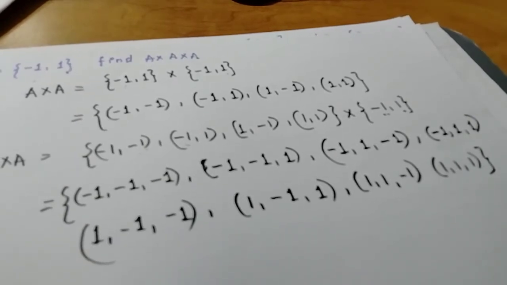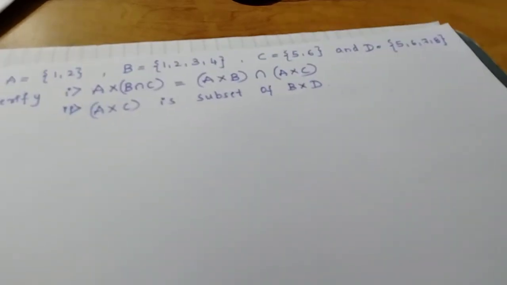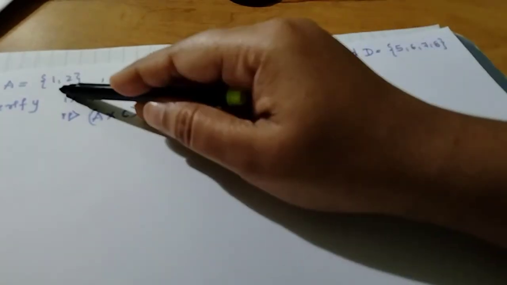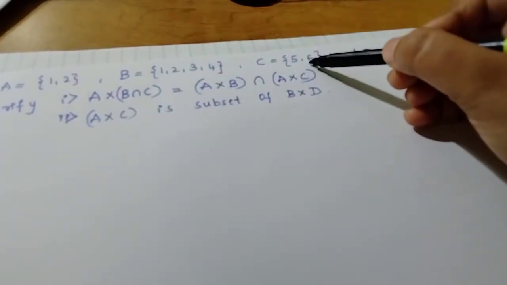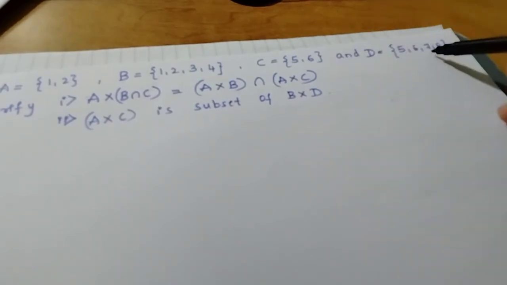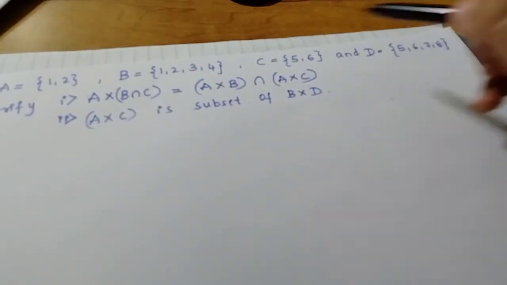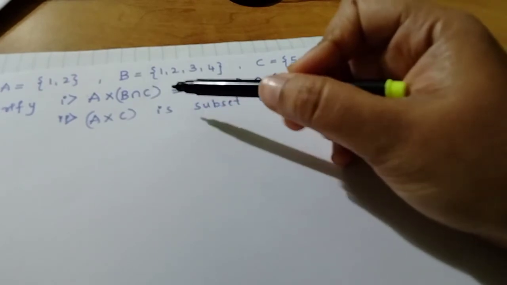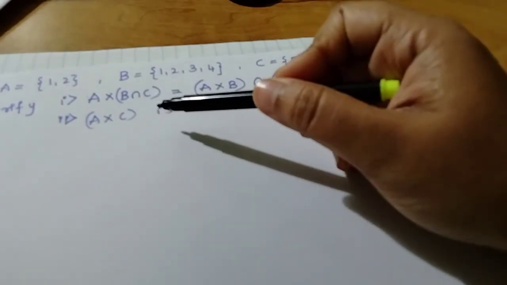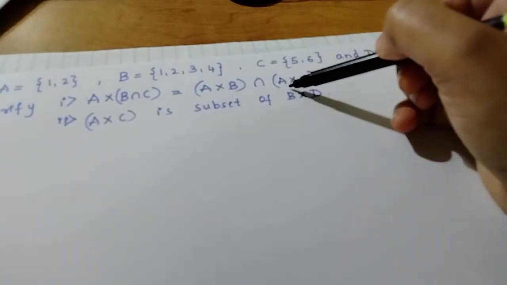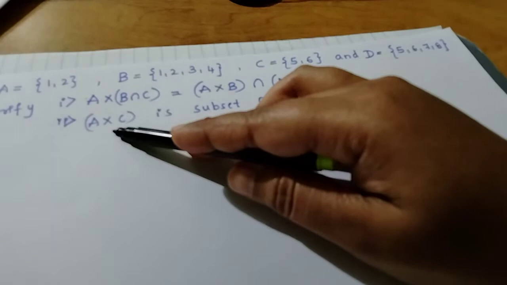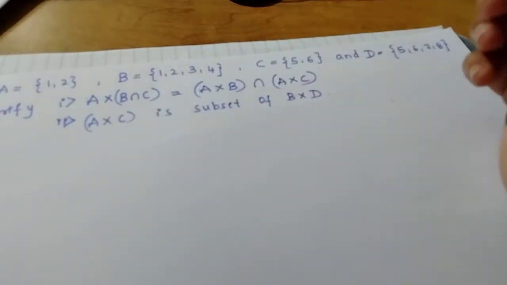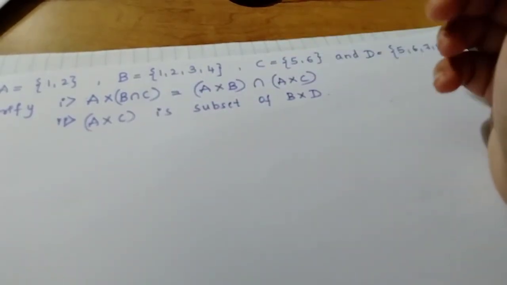Okay, now the second example which I had given you as homework. A is equal to {1, 2}, B is equal to {1, 2, 3, 4}, C is equal to {5, 6}, D is equal to {5, 6, 7, 8}. So the first result you have to prove: A cross (B intersection C) is equal to (A cross B) intersection (A cross C). Second result: A cross C is a subset of B cross D. These both results you have to prove.